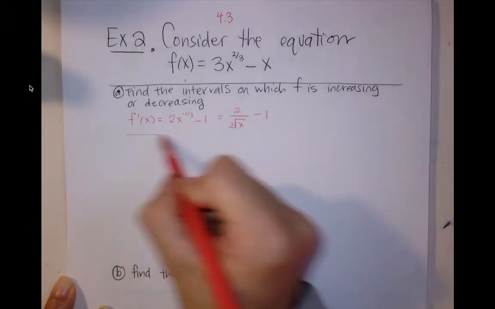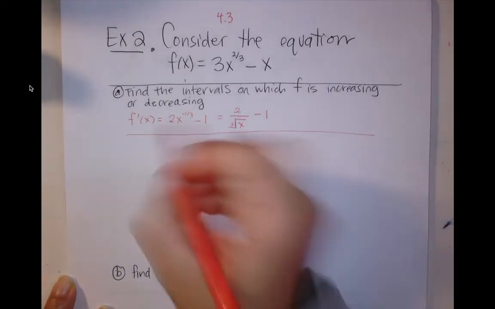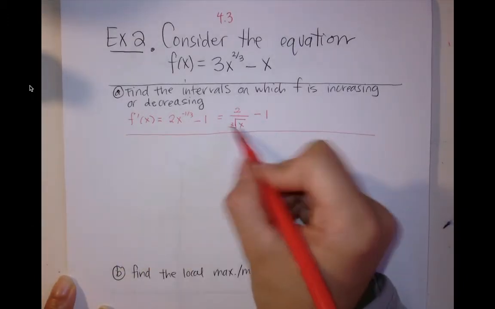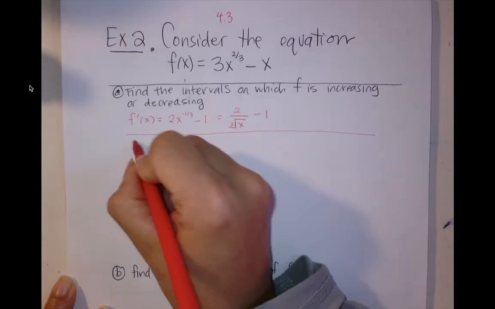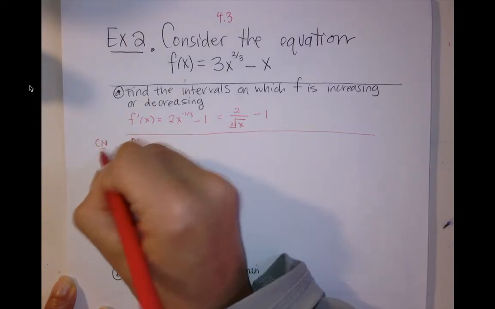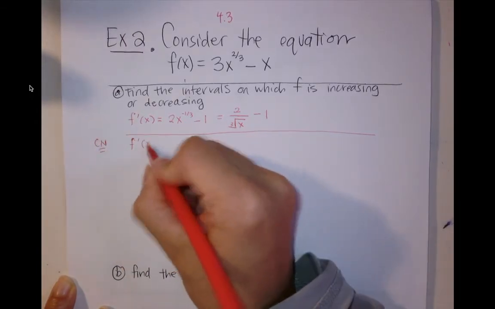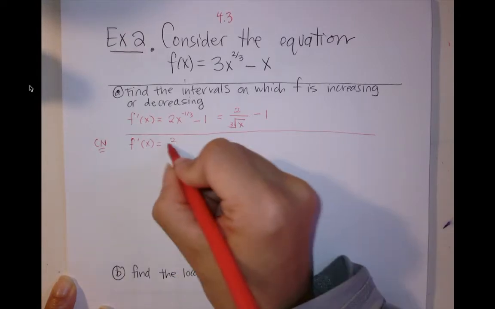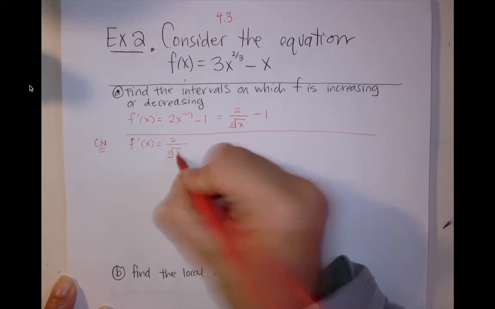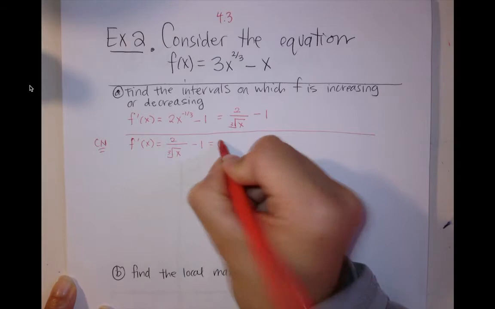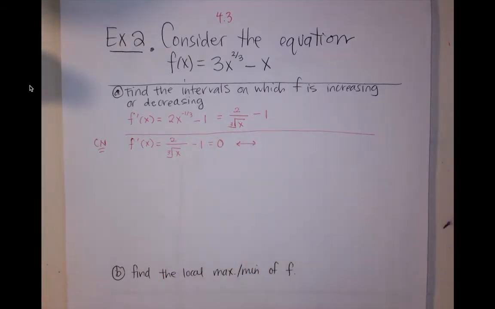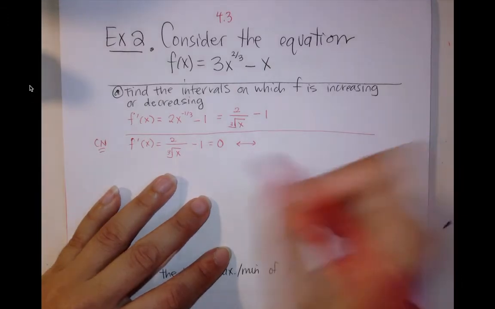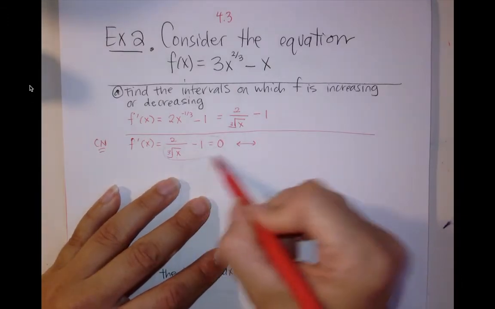Now I want to find the critical numbers of this function. It's clearly undefined when x is 0, so the derivative is undefined, so 0 is going to be one of our critical numbers. We also want to find values where the derivative is equal to 0. When is this equation true? So I have to solve this equation here.